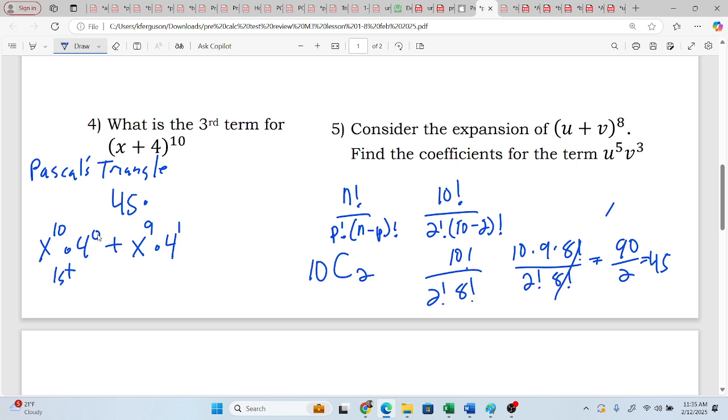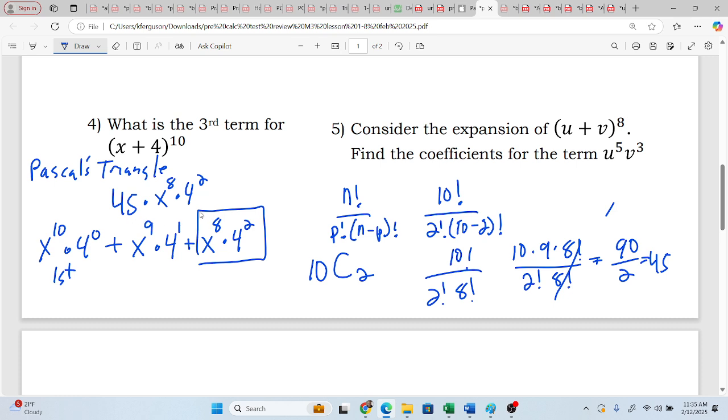But we want to get to the third one. So I'm going to say plus x to the eighth power times 4 to the second power. So this is where my third term lies. So I'm going to multiply 45 times x to the eighth times 4 to the second power.